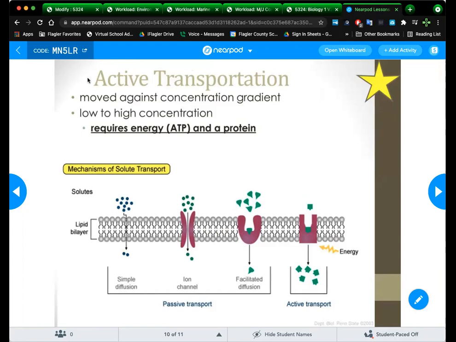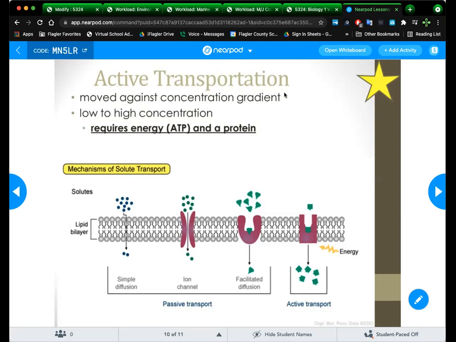All right, and then the last one is active transportation. So active transportation, okay, is going to require energy. Now, energy in a cell is what we call ATP. Okay, and then it's also going to use a protein. So facilitated diffusion does use a protein, but it's still passive, doesn't require energy. Active transportation, always going to use a protein. It's always going to use energy. And instead of going from high to low concentration, it goes from low to high concentration. And instead of moving with the concentration gradient, with the natural flow, it moves against the concentration gradient, or against the natural flow.